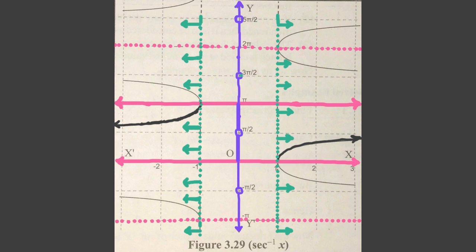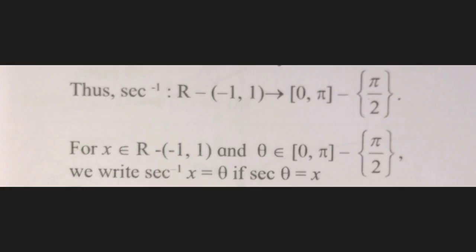But the graph of the secant inverse function is not bounded because it is to the right of line x equal to 1 and to the left of line x equal to -1, and the curves tend to infinity in both the directions. Thus this function is not a bounded function. Thus we can define the inverse secant function as a function from R minus open interval -1 to 1 to close interval 0 to pi except pi by 2.